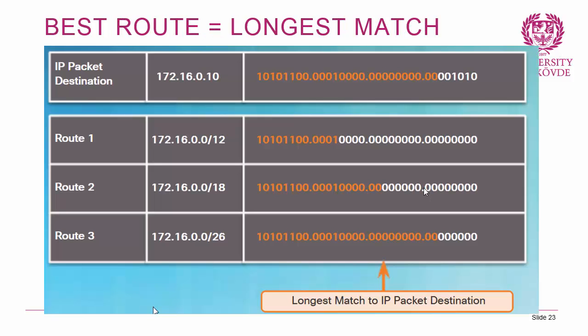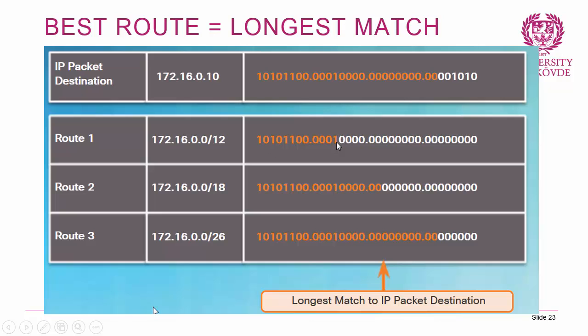So how do we know what a best match is? Well, a best match is the longest match. Looking at a packet with the destination address 172.16.0.10, suppose we have different routes to that network. One route is to 172.16.0.0/12, which means that the first 12 bits in the IP address make up the network address. That is a match, but it's a match up to those 12 bits.